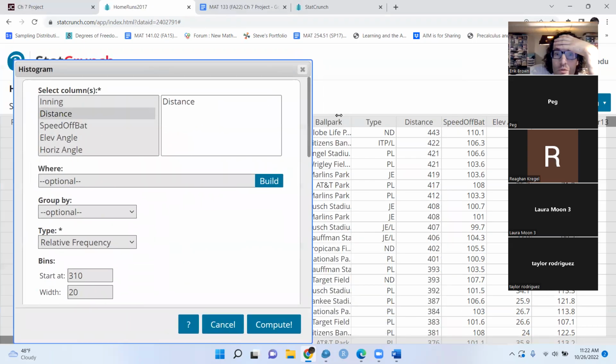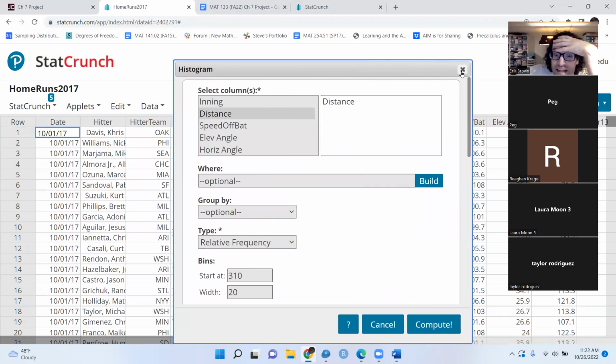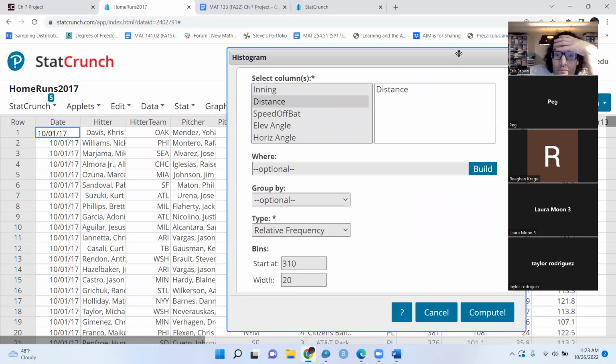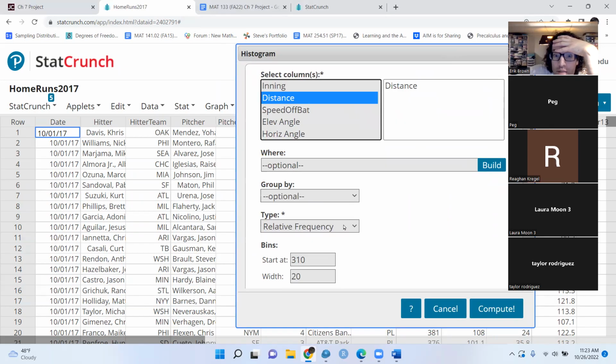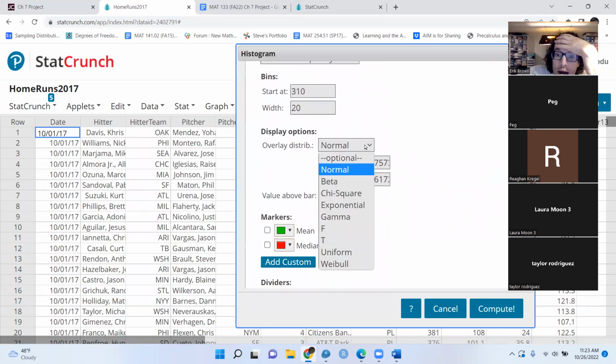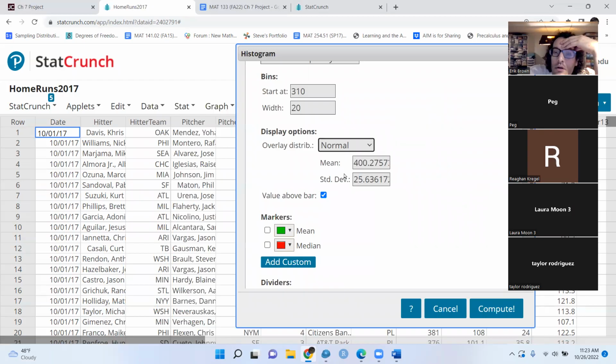So we're doing the histogram again. Okay, Graph, Histogram. The same stuff we did before with the relative frequency and the 310 and the 20 and the distance. And then under options, you select normal for overlay distribution. Then you're typing in the mean and the standard deviation that we found previously. And we used all the numbers.